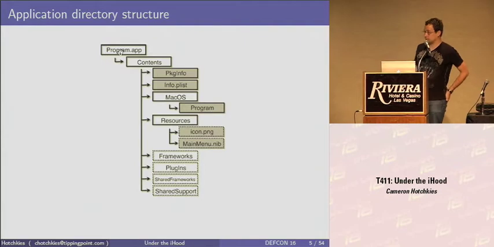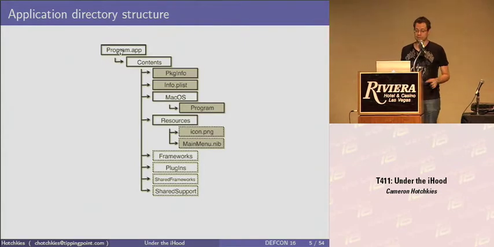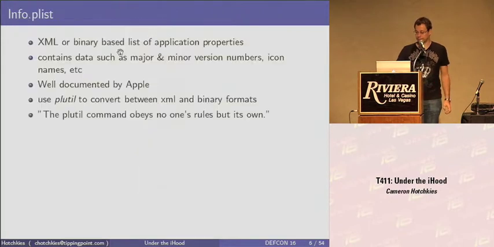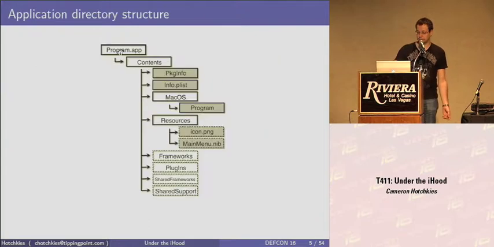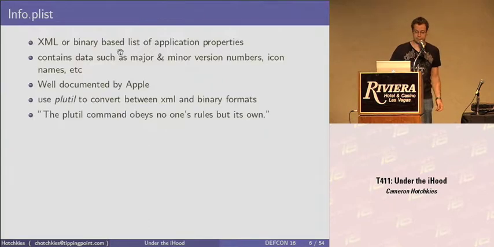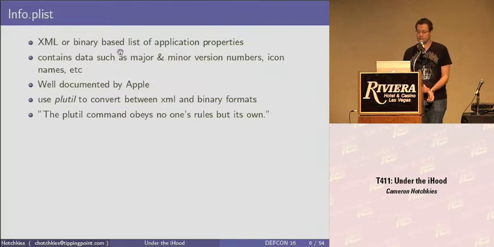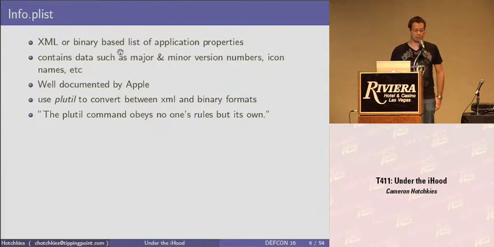If you're just going straight for binary reversing and you don't care about all the supporting data, you're just going to go straight to the MacOS directory and take a look at the program binary. So the Info.plist file, which you can see is right underneath PkgInfo, is going to store a lot of the application-specific properties. It has data such as the version numbers, icon names, anything supporting that you might want to change really quickly without having to recompile the binary.